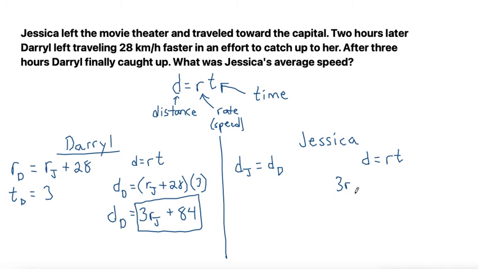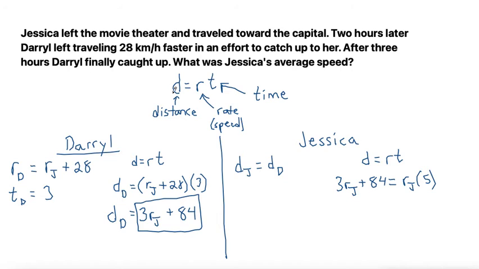So 3 times Jessica's rate plus 84 is the distance that Jessica travels. That's equal to the rate that Jessica travels, which we already defined as RJ, times the time that Jessica traveled. Well, how long did it take for Jessica to travel? Jessica left. 2 hours after Jessica left, Darryl left, and Darryl spent 3 hours catching up to her. So Jessica traveled by herself for 2 hours, and then Darryl and Jessica traveling together is another 3 hours. So that's a total of 5 hours that Jessica traveled.